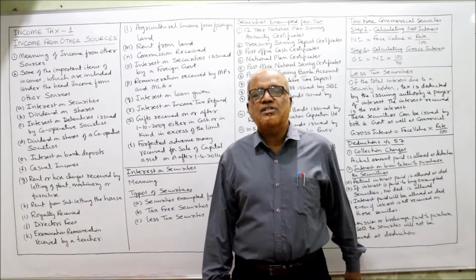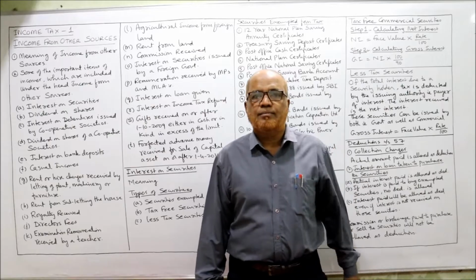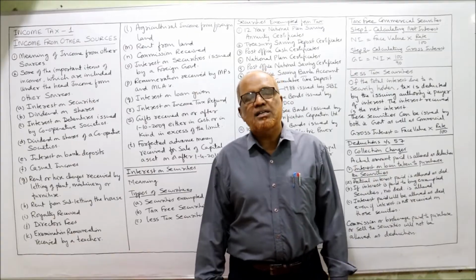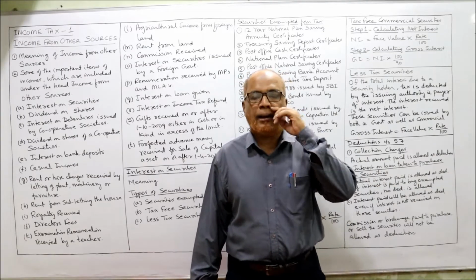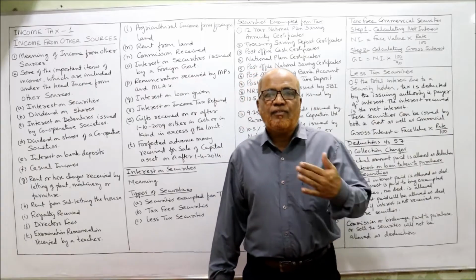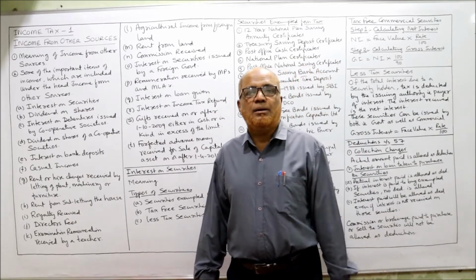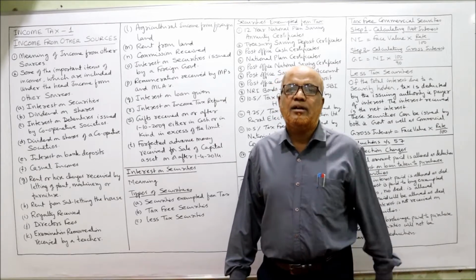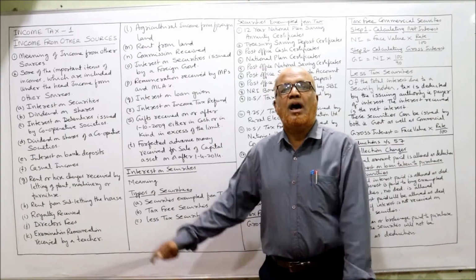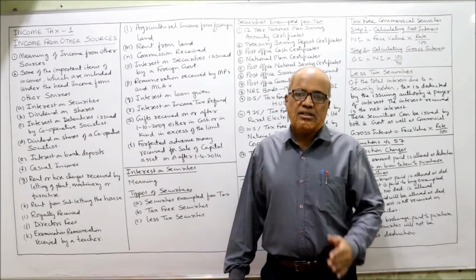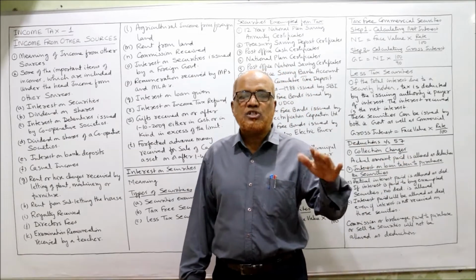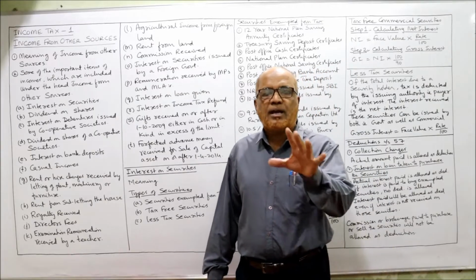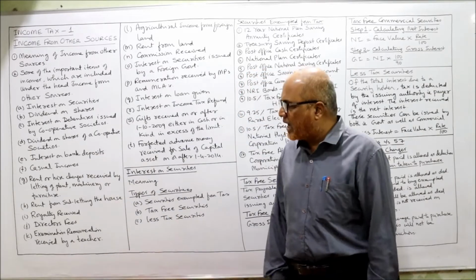Casual income is an income which is received by an element of chance. Luckily, he will get some unexpected amount. That is called casual income. Examples of casual incomes are winnings from lottery, horse races, card games, gambling, betting. All these things come under casual income, and casual income is taxable under income from other sources. Separate provisions are there. In the earlier videos, I have explained in detail the taxability of casual incomes. But right now, remember, casual income is a part which comes under income from other sources.